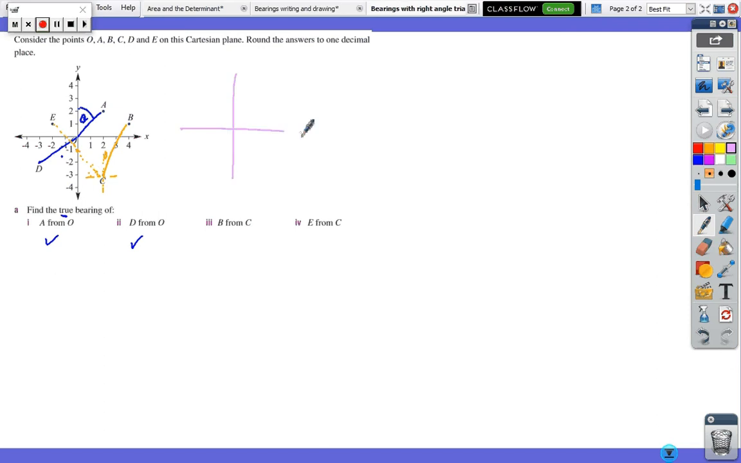I'll draw it again. So there's O, there's A. A is 2 across and 2 up, and we're going to try to find that angle there. We don't know that distance, so that's the hypotenuse, and we're going to use a tan relationship. So tan theta equals 2 over 2, which is 1. So theta equals tan minus 1 of 1, which is 45 degrees. So the first answer will be 045 true.